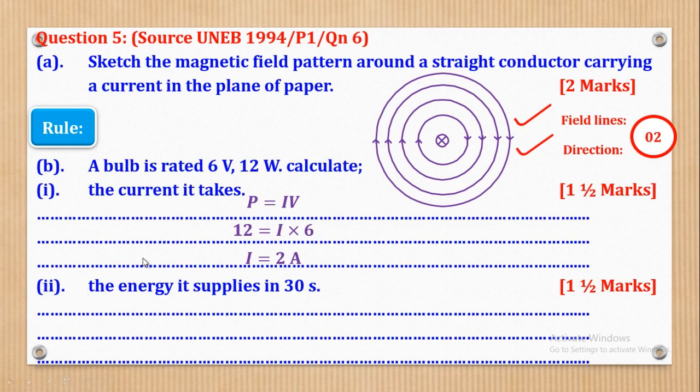Now before we go to Roman 2, let's see how marks can be awarded. So half a mark for the correct formula, half a mark for the correct substitution, and half a mark for the final answer.